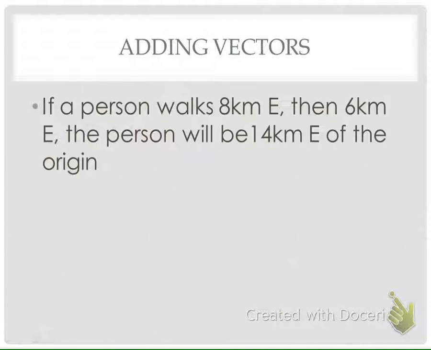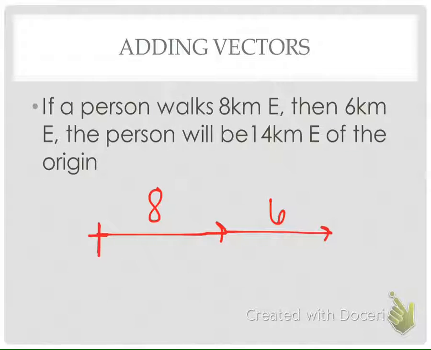Okay, so let's try this one. If a person walks 8 kilometers east, then another 6 kilometers east, what's my final displacement? 14 kilometers east, right? I just added those graphically, and this is a really simplistic problem. They're both going in the same direction. There's nothing complex about the motion. That seems like putting them into a vector form is a little bit unnecessary, but when we get multiple vectors going in multiple directions, we'll see how it can be helpful.